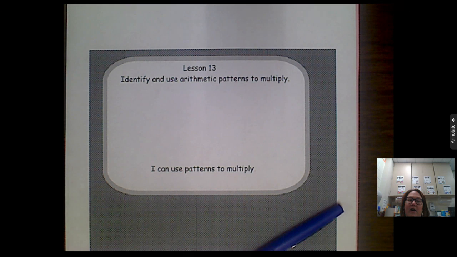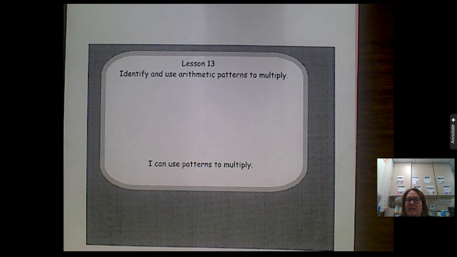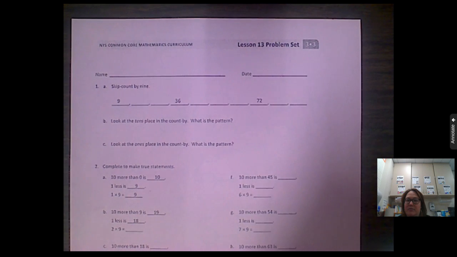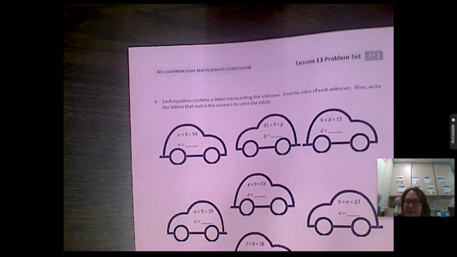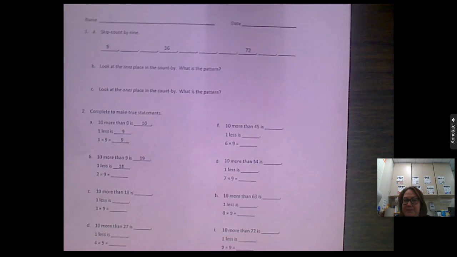Today we are on math lesson 13. For material today, you will need your lesson 13 problem set. And let's take a look-see. Doesn't look like we have any word problems today, so we won't necessarily need a highlighter today.